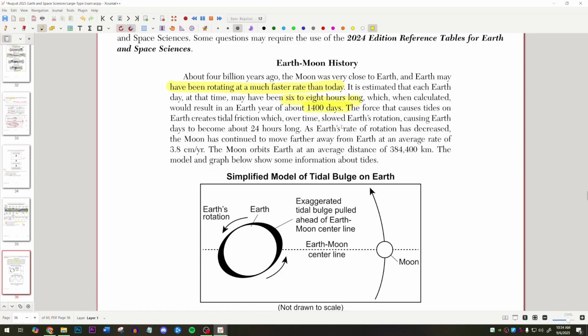The force that caused the tides on the Earth created tidal friction, which over time slowed the Earth's rotation, causing Earth's days to become about 24 hours long. So it's saying the tides slowed the Earth's rotation. As the rate of rotation went down, the moon continued to move farther away, at an average rate of 3.8 centimeters per year. The moon orbits Earth at an average distance of this. The model and graphs show information about the tides.